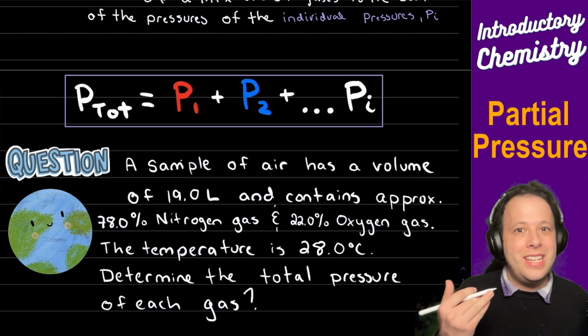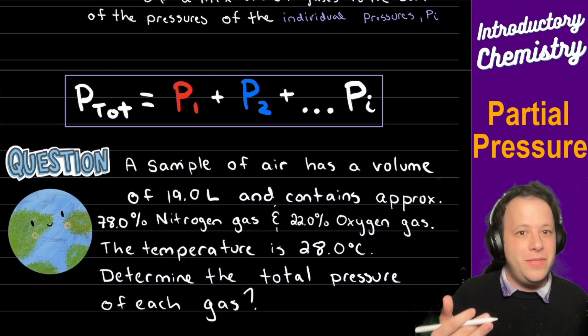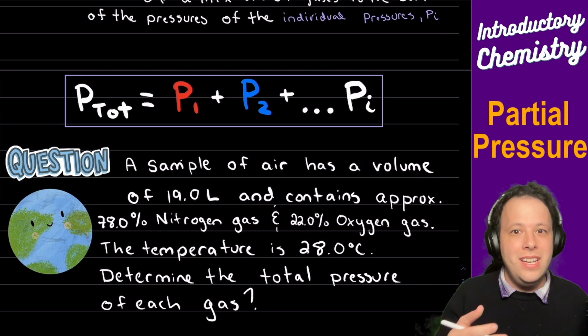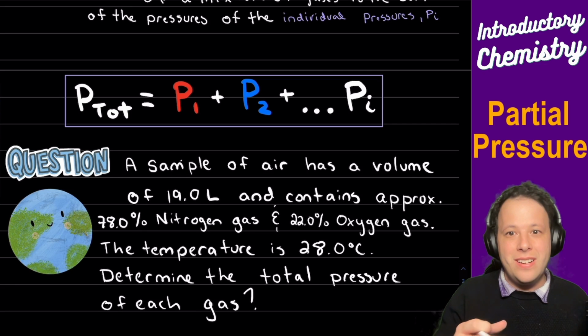If I say that I have a sample of air and it has a volume of 19 liters, and it contains approximately 78% nitrogen, 22% oxygen, and I'm telling you the temperature of this sample is 28 degrees C. Determine the total pressure of each gas.